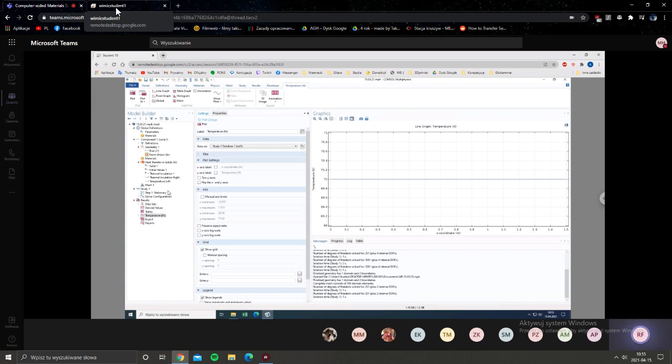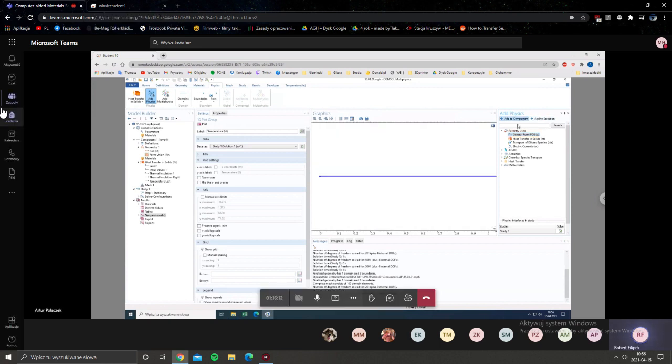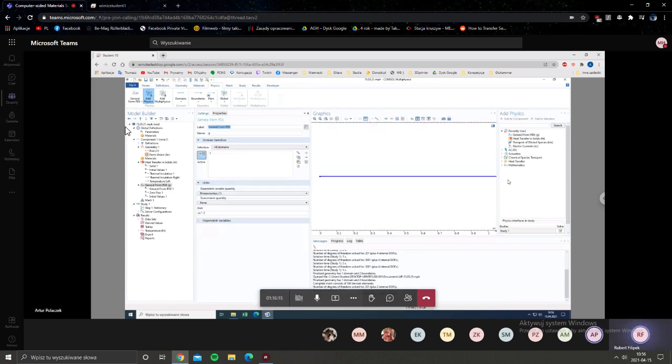All right. Okay. So we will do it now differently, and we will see how it works. In the same project, click in the menu for physics, and add physics. And choose General Form PDE. All right. In this project, go to General Form PDE.